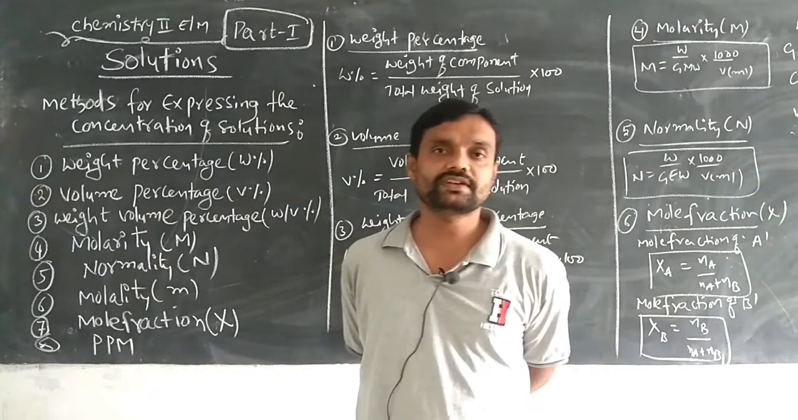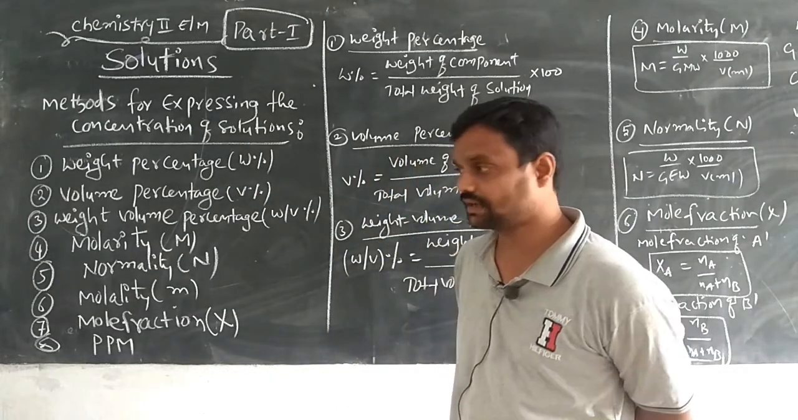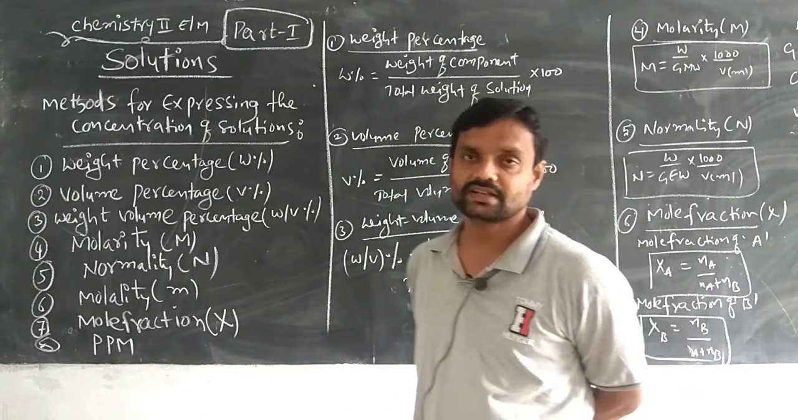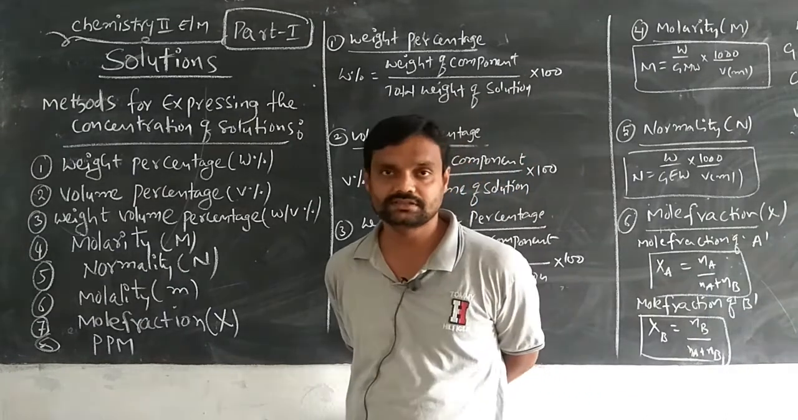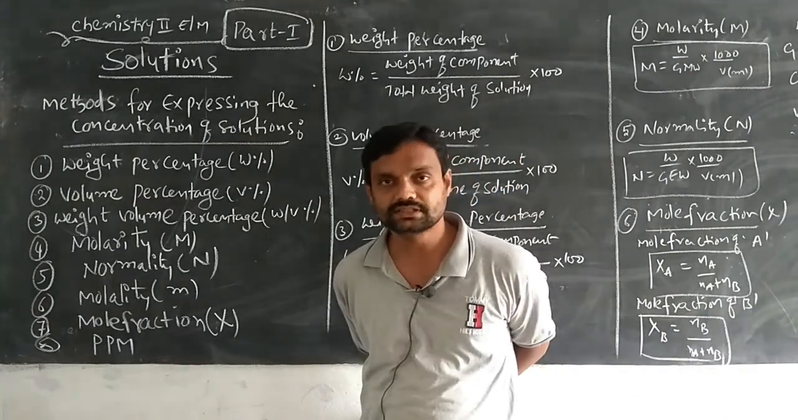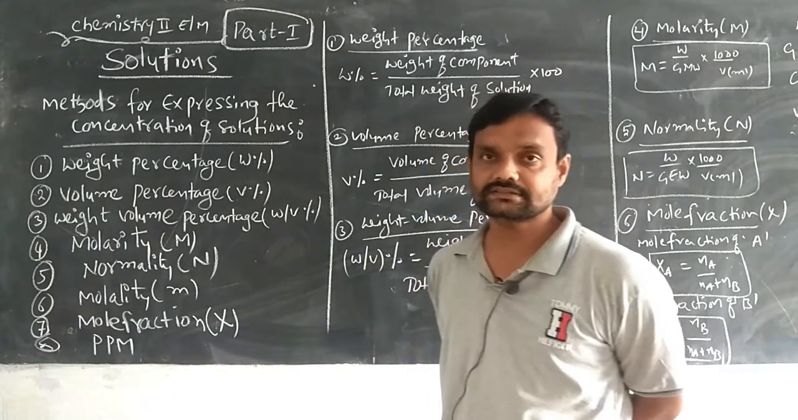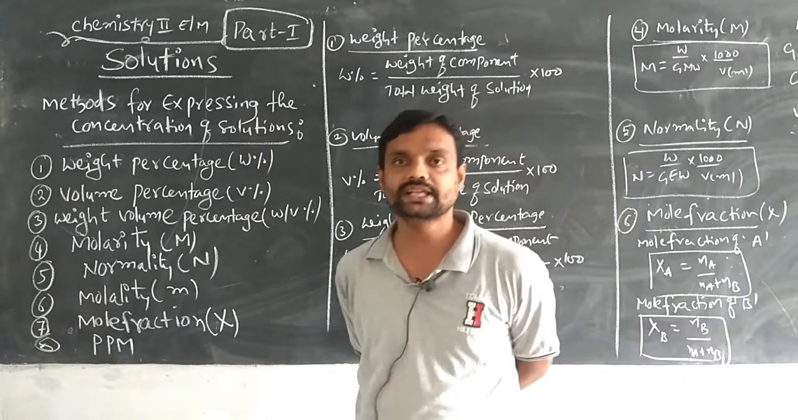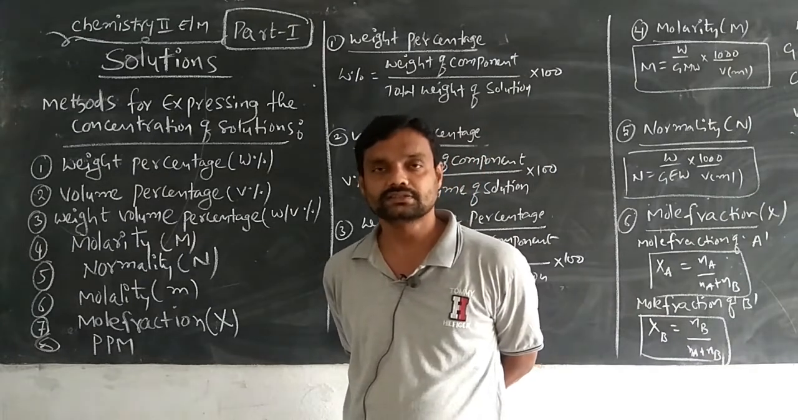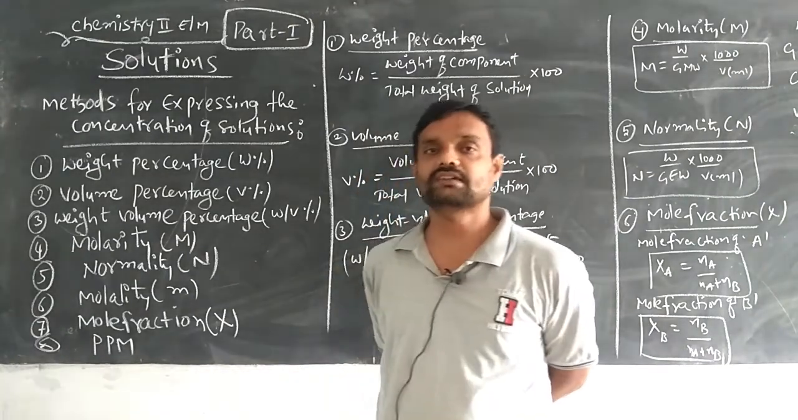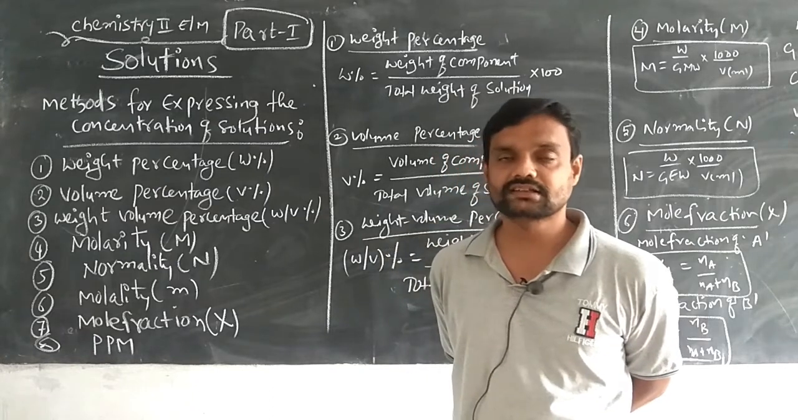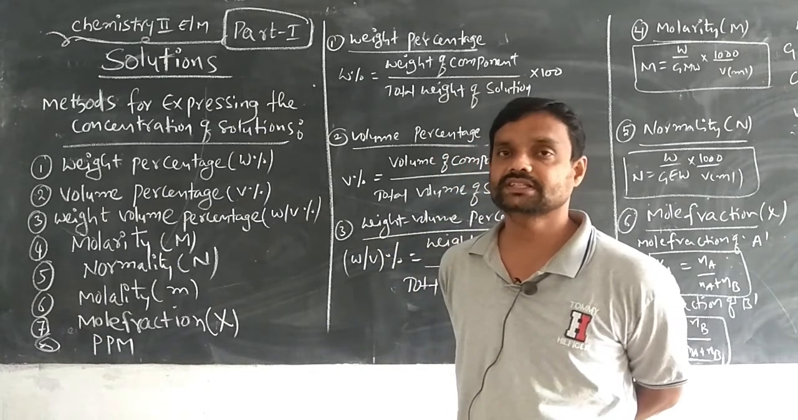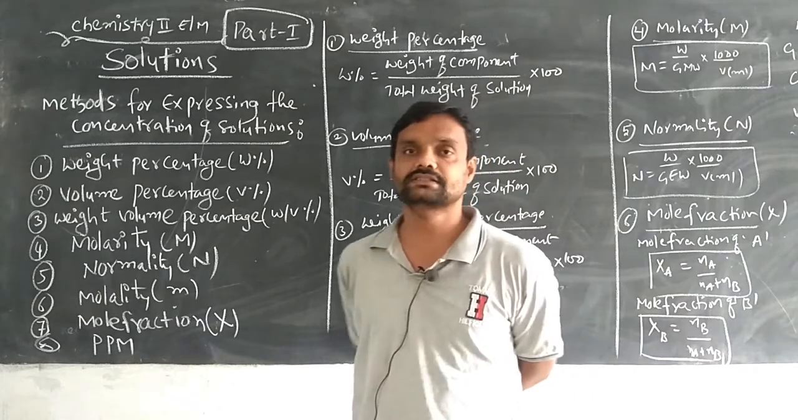For example, 5 grams of salt dissolved in 100 ml of water forms a salt solution. In the salt solution, the solute is the lesser quantity, the 5 grams of salt, and the 100 ml of water acts as the solvent. This is the meaning of solute and solvent.